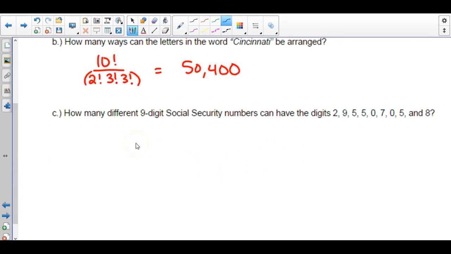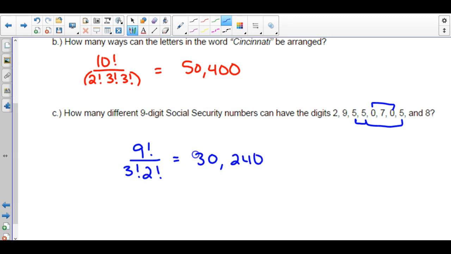So I have a 9-digit social security number, so 9 factorial will be the numerator, but because I have a couple repetitions in here, we'll notice that I have 3 of the 5s, so I would say 3 factorial, and I also have 2 of the 0s, so that's going to be 2 factorial. But the same type of logic, that because I have the repetitions in there, it's going to limit my total number of outcomes. So there are 30,240 different ways that I can arrange those digits.